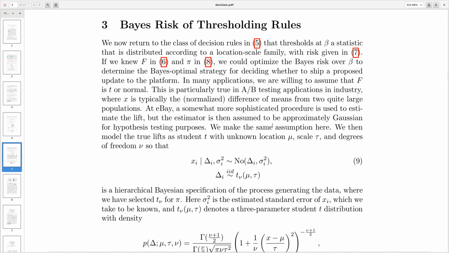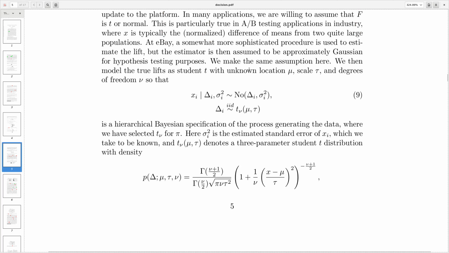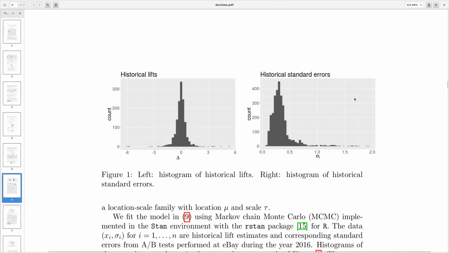At eBay, a somewhat more sophisticated procedure is used to estimate delta, but the estimator is then assumed to be approximately Gaussian for hypothesis testing purposes. We make the assumption here. We then model the true lifts as a Student t with unknown location mu, scale tau, and degrees of freedom nu, okay. There is the Student distribution.